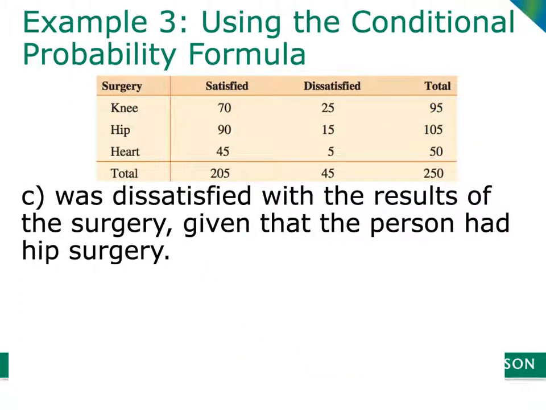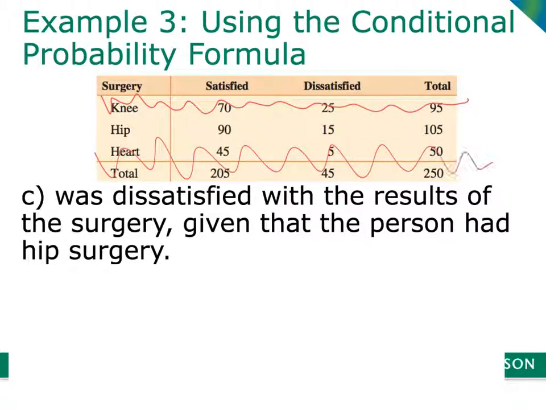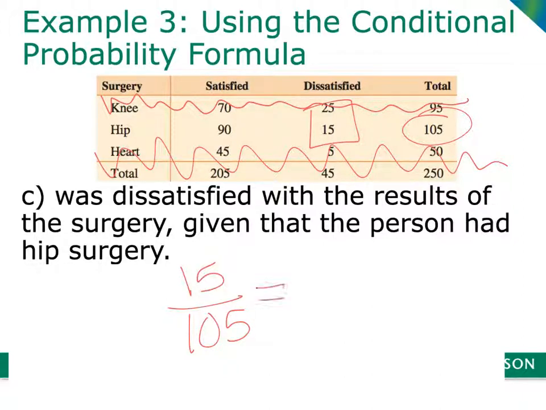What is the probability that a randomly selected person was dissatisfied with the results of the surgery, given that the person had hip surgery? Since we're talking about hip surgery, we eliminate the knee patients and the heart patients and focus solely on hip patients. There was a total of 105 hip patients. Of the 105 hip patients, 15 were dissatisfied. Of course, you're going to reduce your fraction, which reduces to 1/7.